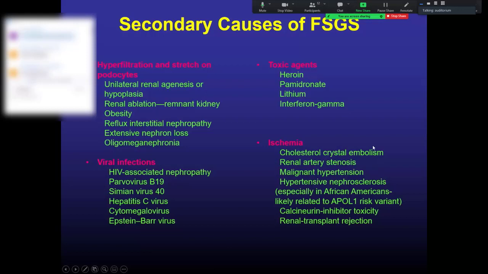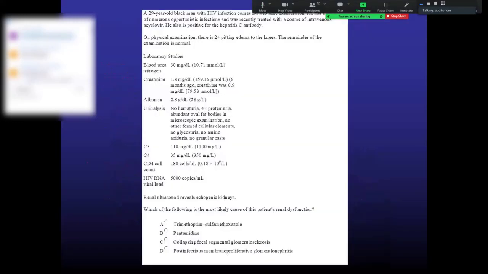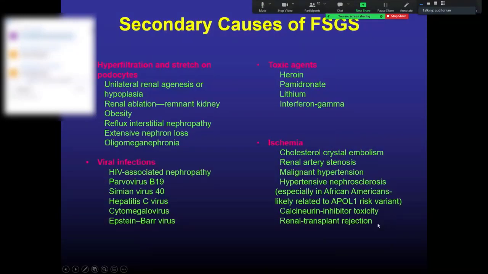Toxic agents and ischemia. And this is where I put in the hypertensive nephrosclerosis. Sometimes these patients, while they usually have a global sclerosis, sometimes they can have a segmental pattern. And this is very common in African Americans, likely related to the APOL1 risk variant. And also calcineurin inhibitor toxicity, which is interesting because we use calcineurin inhibitors to treat primary FSGS. But this is more long chronic use, sometimes in transplant.